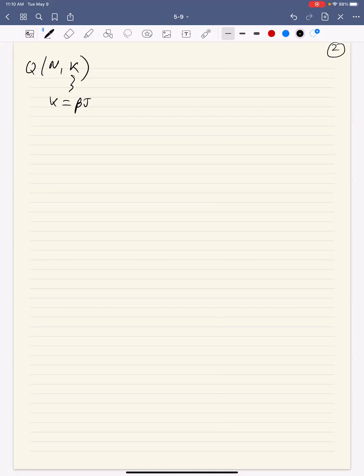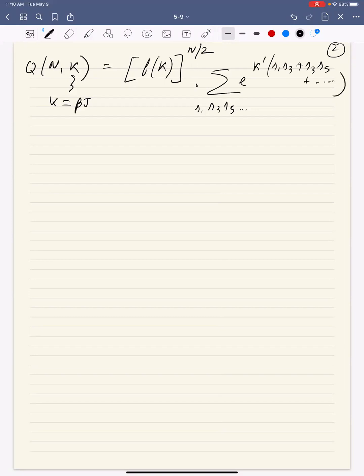So Q of N, K is equal to some f of K, where f does not depend on the spins, and I will write down the value of what it is, multiplied by the summation over S1, S3, S5. So no S2, S4, S6, they have been averaged out. e to the power K prime (S1 S3 plus S3 S5 plus ...). So it's like the original partition function has been mapped into another partition function, which is just like an Ising model, but with half the number of spins. And there is a prefactor. And we know for thermodynamics, we generally don't care about the prefactor, right? Because when you take the log and differentiate it, it goes away.